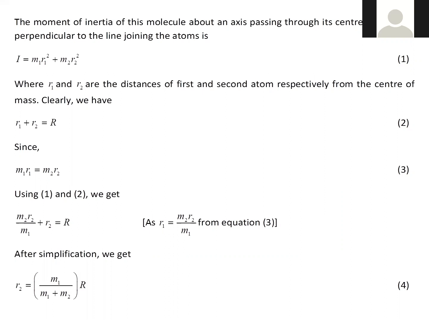That is equation 1. I have already told r1 and r2 are the distances of the first and second atom from the center of mass. So therefore r1 plus r2 is equal to capital R. At the center of mass we have this condition, the balancing condition, equation 3. Equation 3 helps us to locate the center of mass.